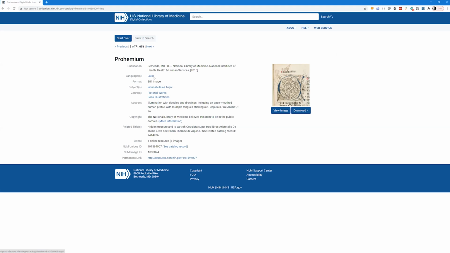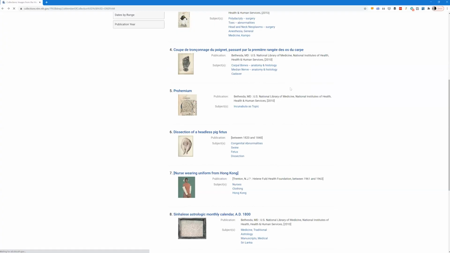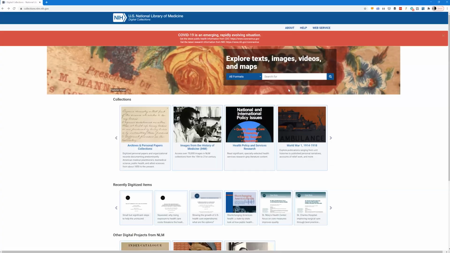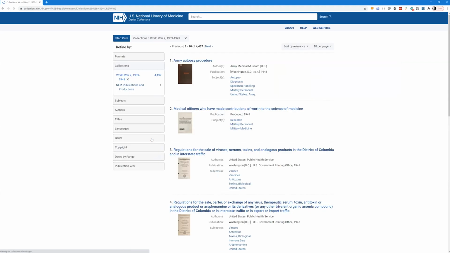For example, this one, copyright, the National Library of Medicine believes this item to be in the public domain. Yeah, that looks pretty early, doesn't it? So you might find something there that can supplement your reports and your write-ups on genealogy. There's also targeted collections for World War I and World War II. So it's kind of an intersection of documents related to medicine as well as those two wars.